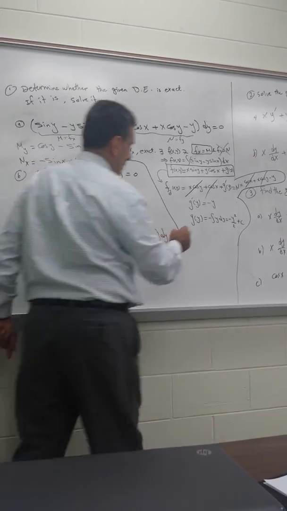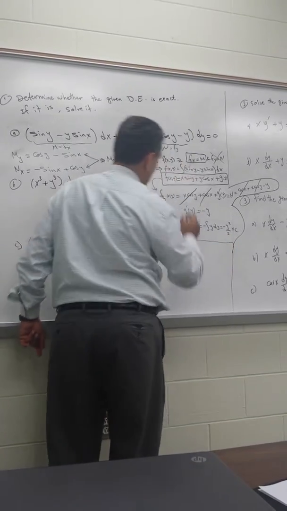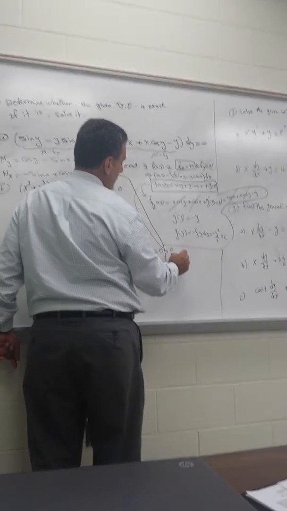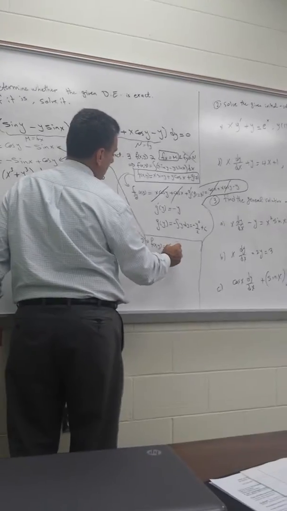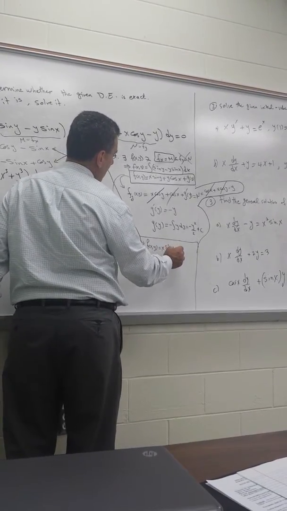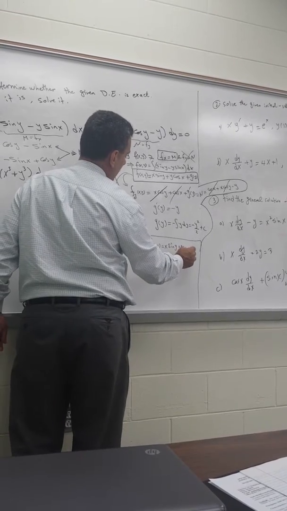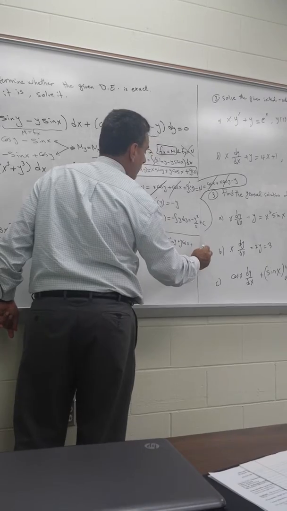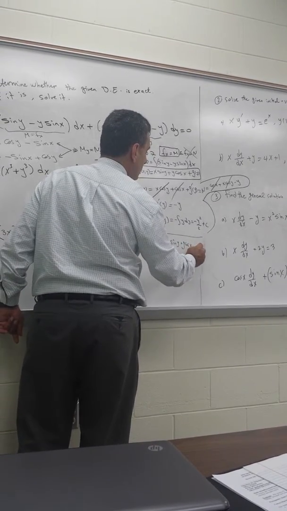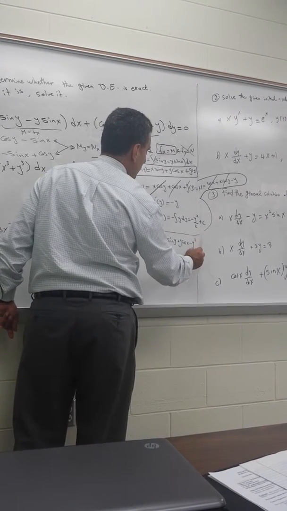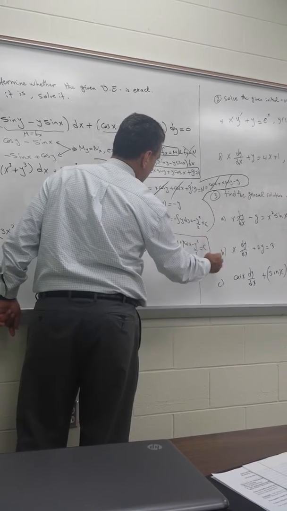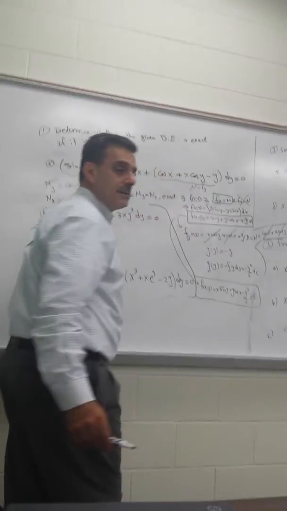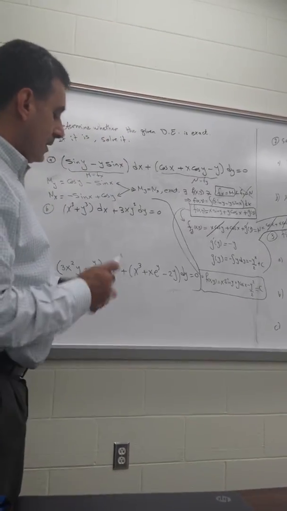So what is your answer? Negative y squared over 2. So your function now becomes what? x sine y plus y cosine x plus your function g, which is minus y squared over 2, and then you set this equal to c as well. So that's your implicit solution, which is your function f of x, y.